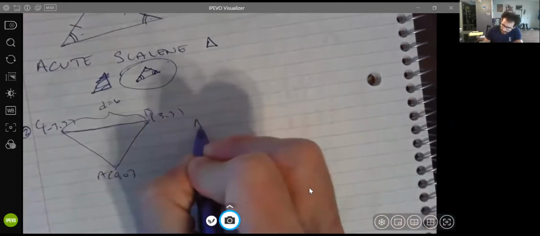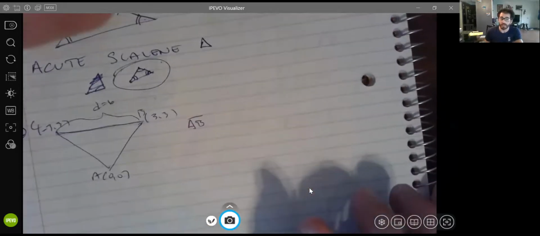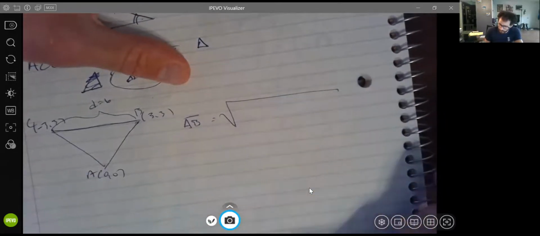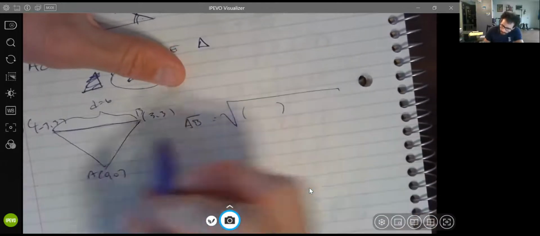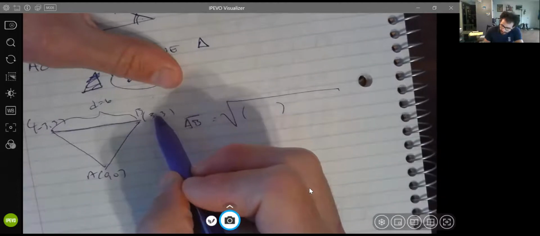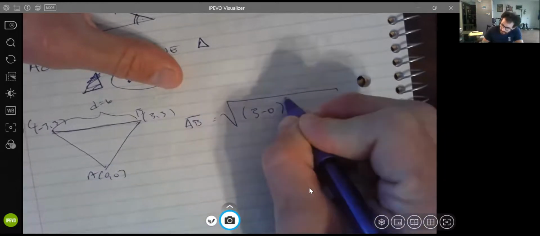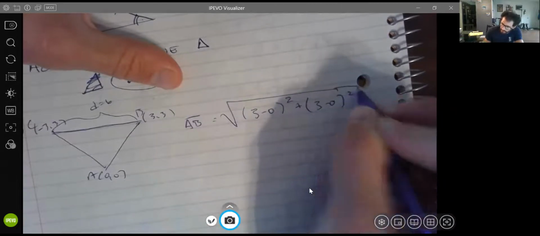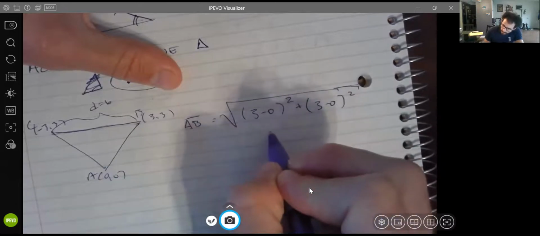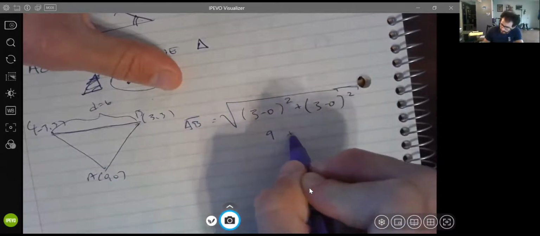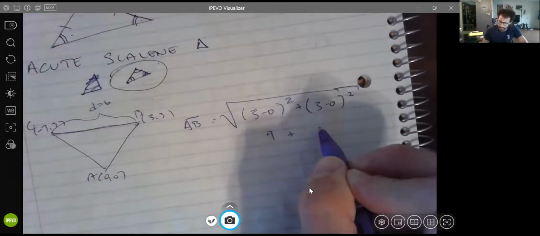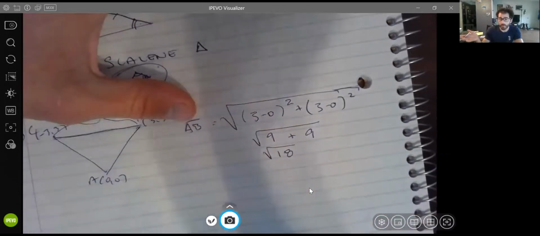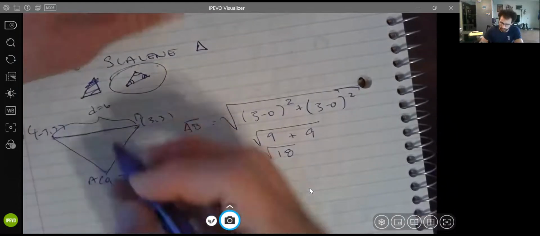So let's find out the measure of line segment AB. That's going to be the square root. This should sound familiar if you were with me in fall semester. We are going to do the difference of the x's squared plus the difference of the y's squared. 3 minus 0 is 3, and 3 squared is 9. 3 minus 0 is 3, and 3 squared is 9. So this is the square root of 18.